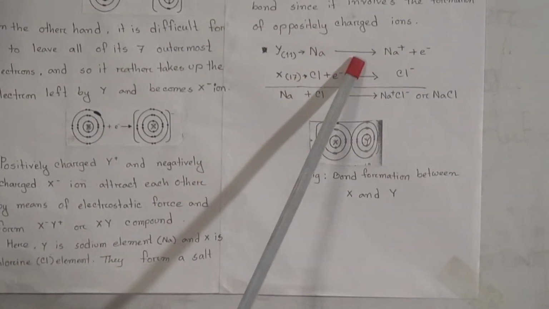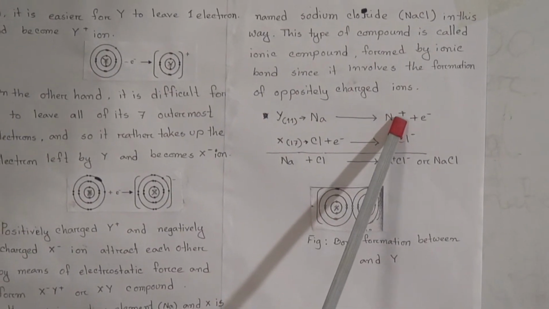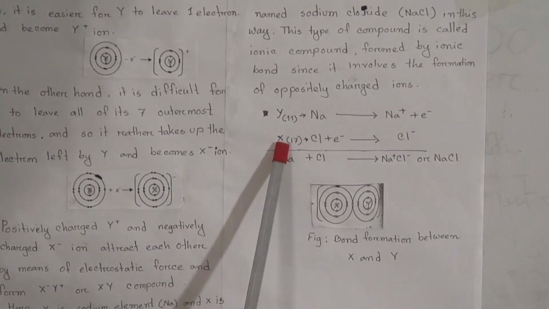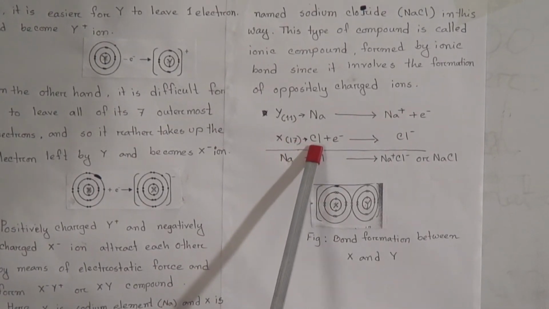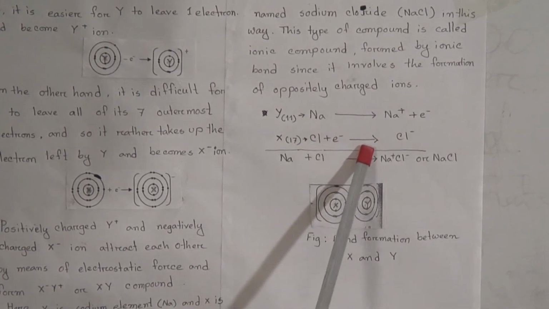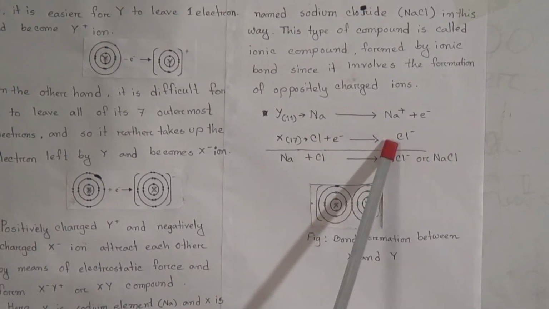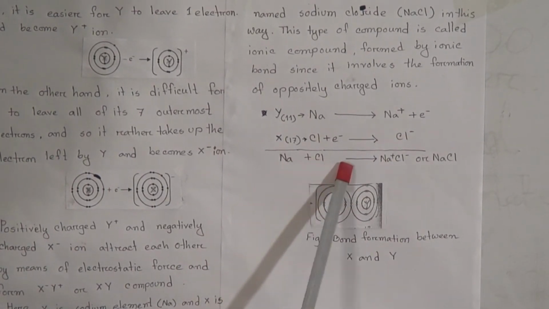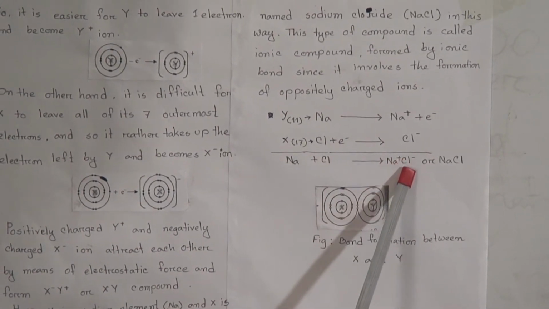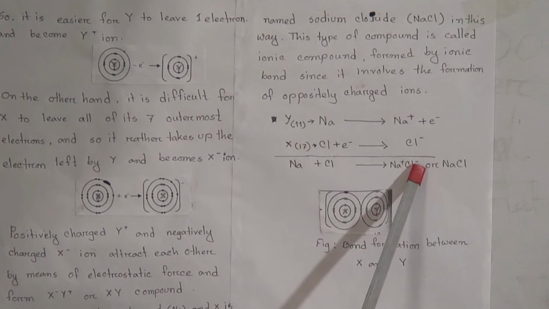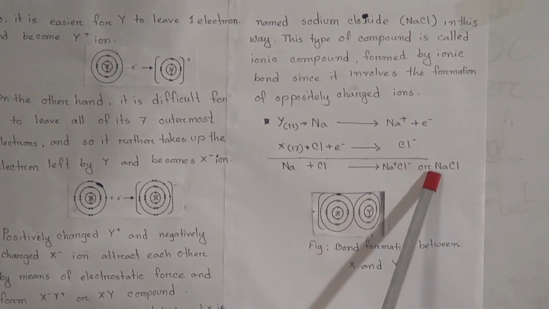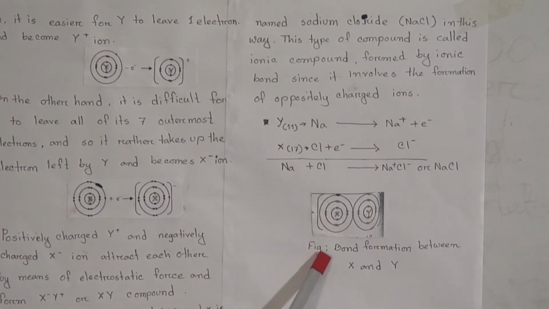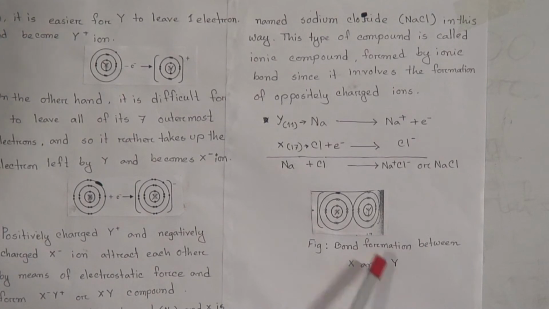Y11 is Na, it is sodium, it leaves one electron and becomes a cation of sodium, and X17, that is chlorine, takes one electron and becomes negatively charged, that means an anion, and now sodium plus chlorine: Na positively charged ion with negatively charged chlorine becomes sodium chloride or NaCl. Now you have to draw this figure 2 with this chart. This is the figure of bond formation between X and Y.